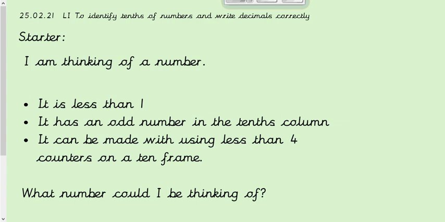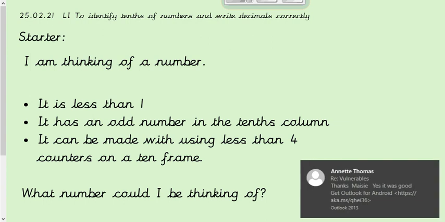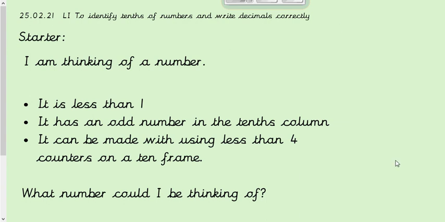So the question says, I am thinking of a number. It is less than 1. It has an odd number in the tenths column, and it can be made using less than 4 counters on a 10 frame. What number could I be thinking of?